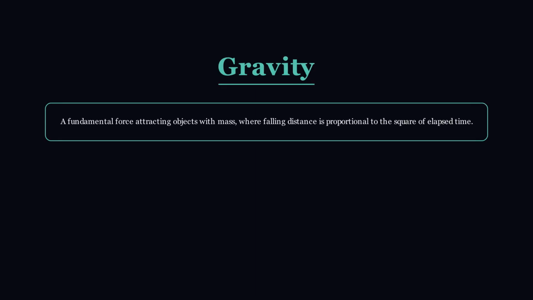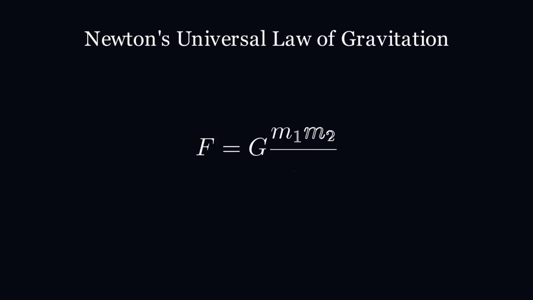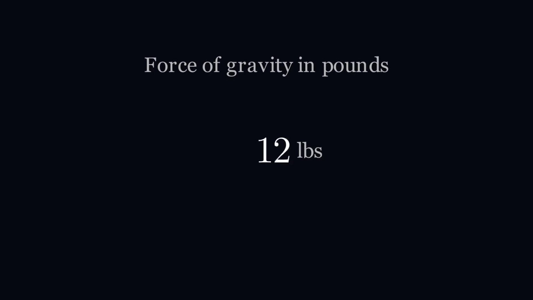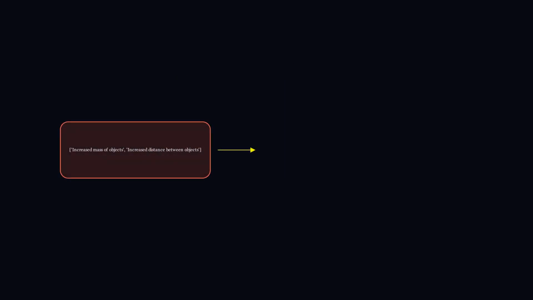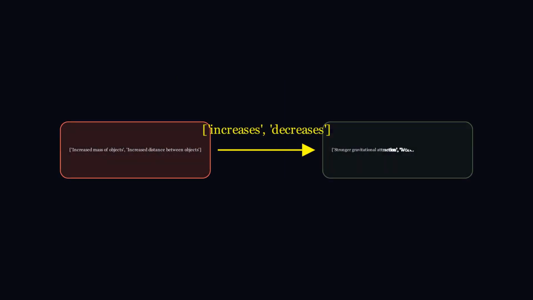Gravity is a fundamental force that attracts any two objects with mass toward each other. The gravitational pull equals the product of mass 1 and mass 2 divided by distance squared. Every object on Earth weighs about 20 pounds, even though it differs from your own weight. Mass increases gravitational strength, while distance decreases the attractive force between objects.